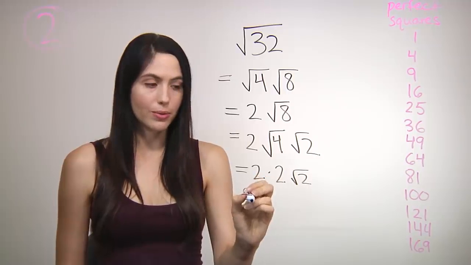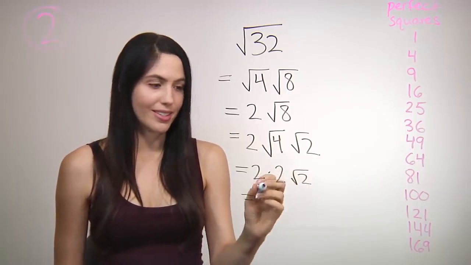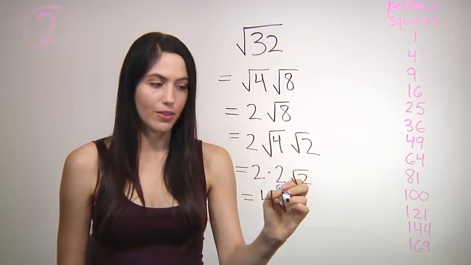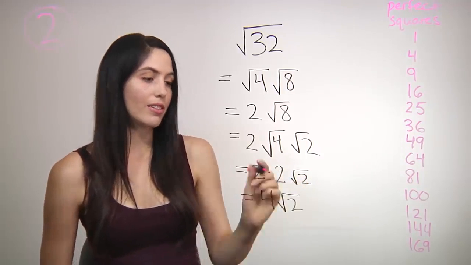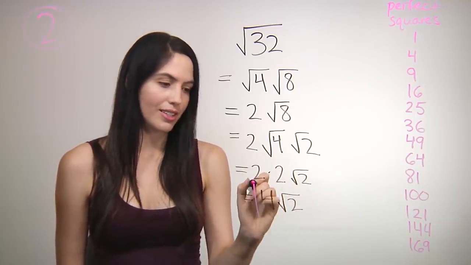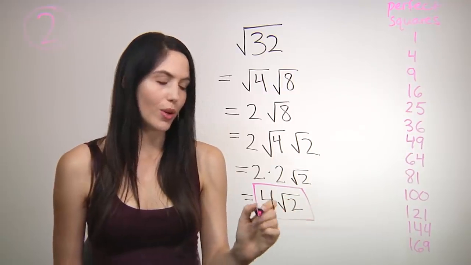All that you can do is combine these two constants into one, so you have 4 times square root of 2. So your final simplest answer, your simplified radical form, is 4 square root of 2.